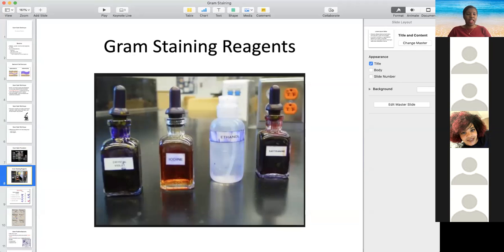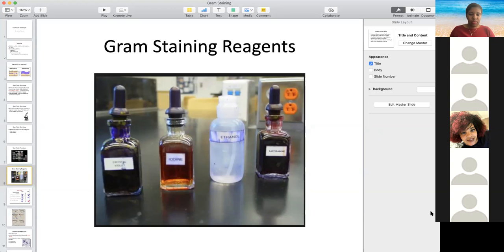Iodine. This is the next reagent we need for gram stain. Iodine is a mordant. Write the word mordant next to iodine. Mordant is spelled M-O-R-D-A-N-T. D as in dog, mordant. Does anyone know what is the function of a mordant? The function of the mordant is to help to fix this primary stain into the cells.